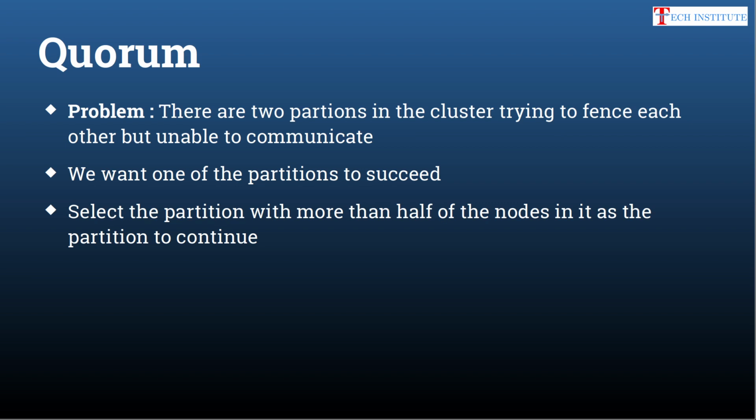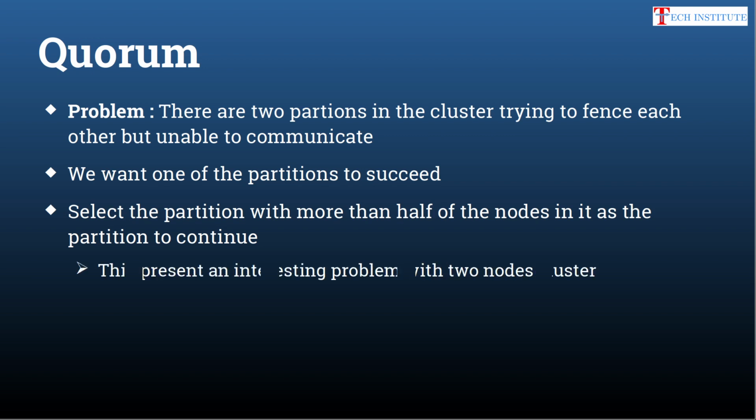That math is very simple. You need to select the partition that has more than half of the nodes in it as the partition to continue. If you remember the previous diagram, where I have two partitions, one partition has only the third node whereas the other partition has node 1 and node 2. So it clearly has more than half of the members available in this partition. So the winner is the node 1 and node 2 partition, and it will fence node 3.